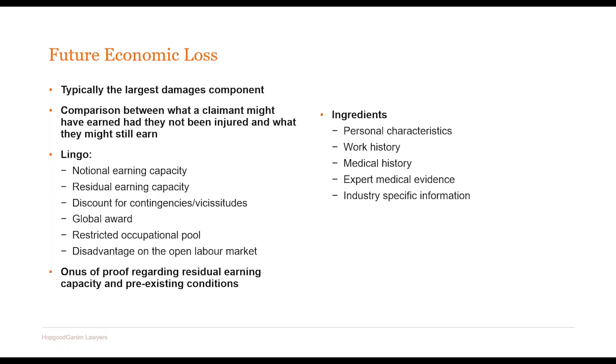Another justification for a global award is disadvantage on the open labour market. This is the idea that a worker will be less likely to be chosen for a role over uninjured peers who are competing for that same role. And this is all sort of tied up with the idea that a worker or a job applicant can be asked for information about their physical capacity to undertake a job, and that perhaps if they answer accurately in relation to their physical restrictions, they may not be considered for that role.